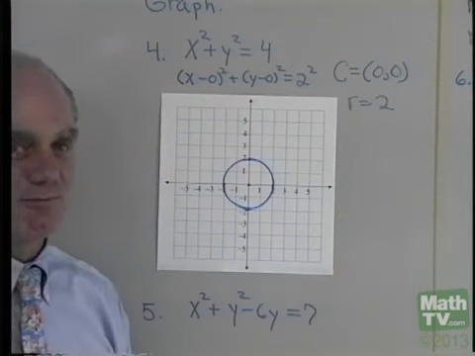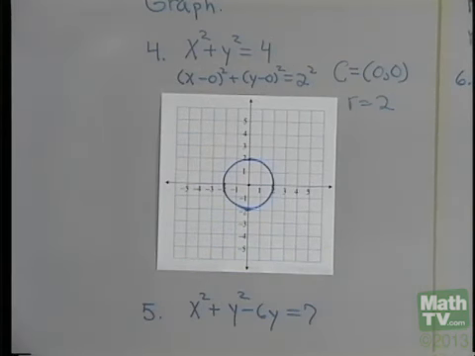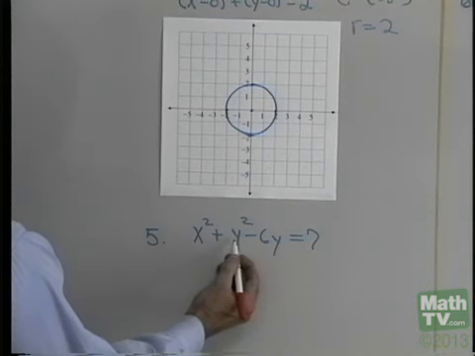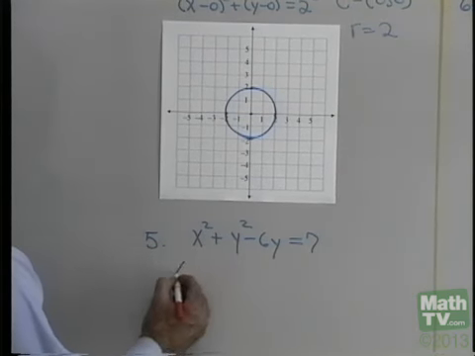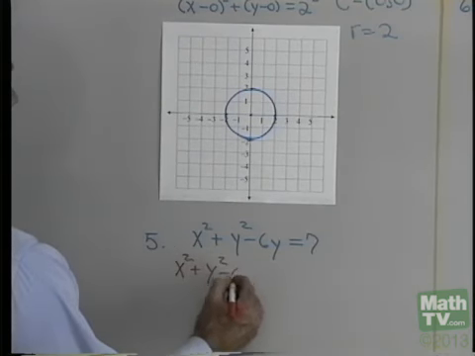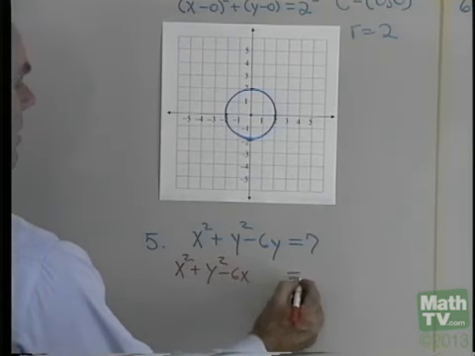Let's try another problem. So here I have x squared plus y squared minus 6y is equal to 7, and I want to write this in a nice form. So what I'm going to have to do is complete the square here on these y variables. So this is x squared plus y squared minus 6y, and I'm going to leave a little space, is equal to 7.